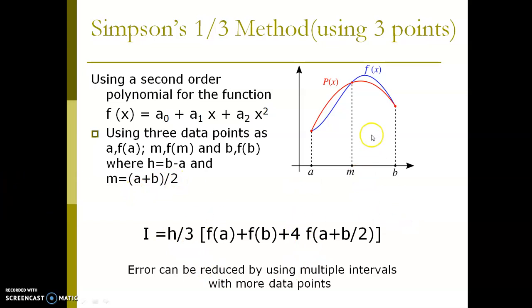Now using this, we can see that there is a small error associated with the formula, but Simpson's 1/3 method is popularly used as a 3-point method, as one of the formulas in the Newton Cotes family of formulas. Now for reducing the error, we can again try using multiple intervals with more data points using the same formula.